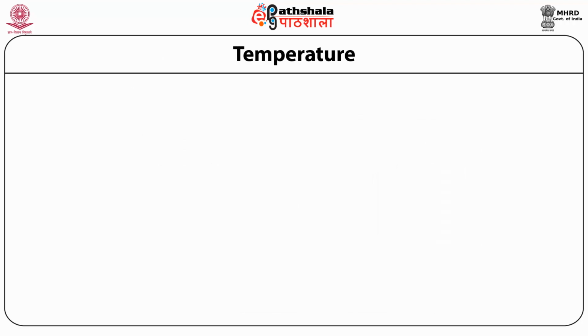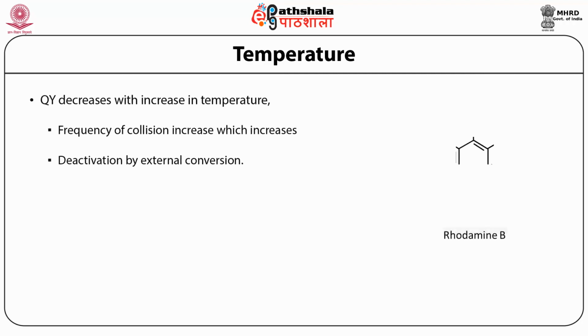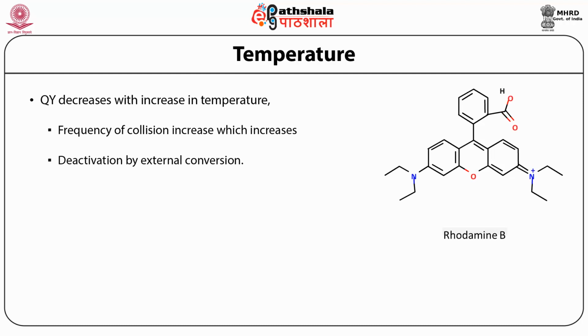Another important factor that is responsible for change in fluorescence is temperature. Quantum yield decreases with increase in temperature. We say quantum yield is the ratio of the molecules that fluoresce to the number of the molecules that are excited. So anything that results in a decrease in the energy of the excited molecules will affect the fluorescence of the substance. Temperature is one such factor, because increase in temperature means increase in collision, and when collision increases, energy is lost as heat. So this will deactivate the process of fluorescence.